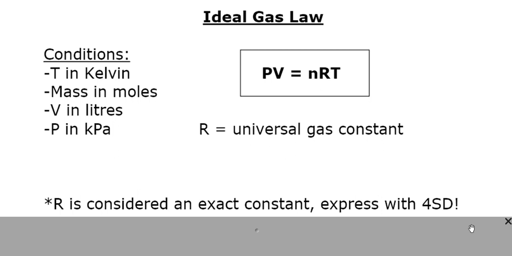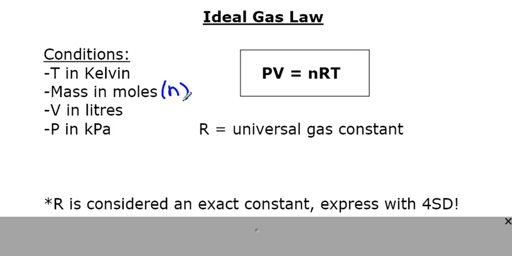So this is the ideal gas law. PV is equal to nRT. Let's take a look at the conditions. Temperature is in kelvins, mass is in moles, volume has to be in liters, and pressure is in kilopascals. And then there's this other variable called R, which is the universal gas law constant.